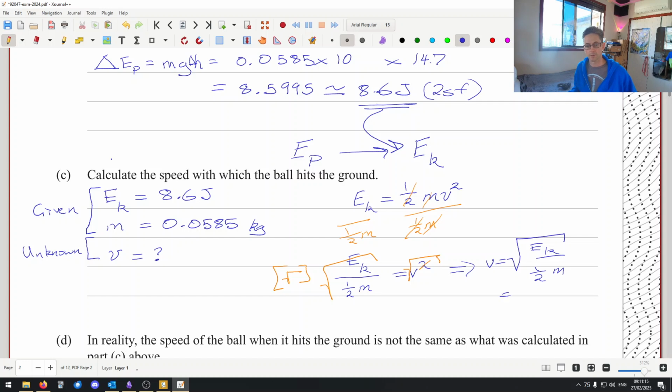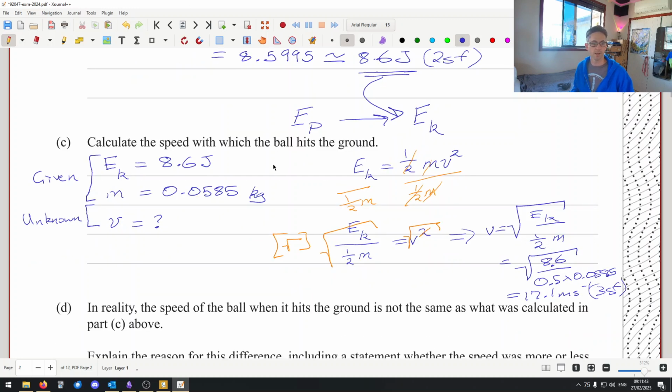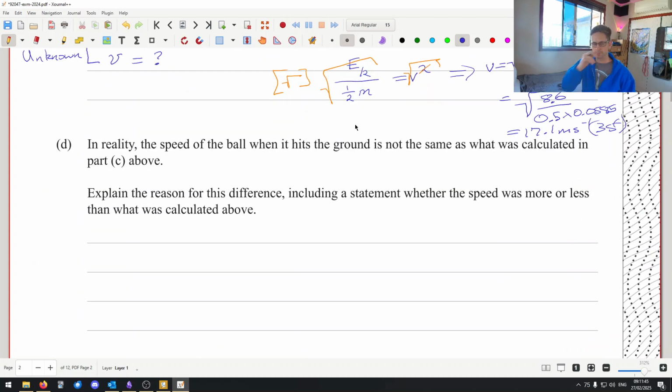And if we put the real numbers in there, 8.6 square root, and a half is 0.5, so 0.5 times 0.0585, yeah, 585. We'll come up with the answer as being 17.1 meters per second, 3SF. Cool. And then the last question is the merit excellence question.